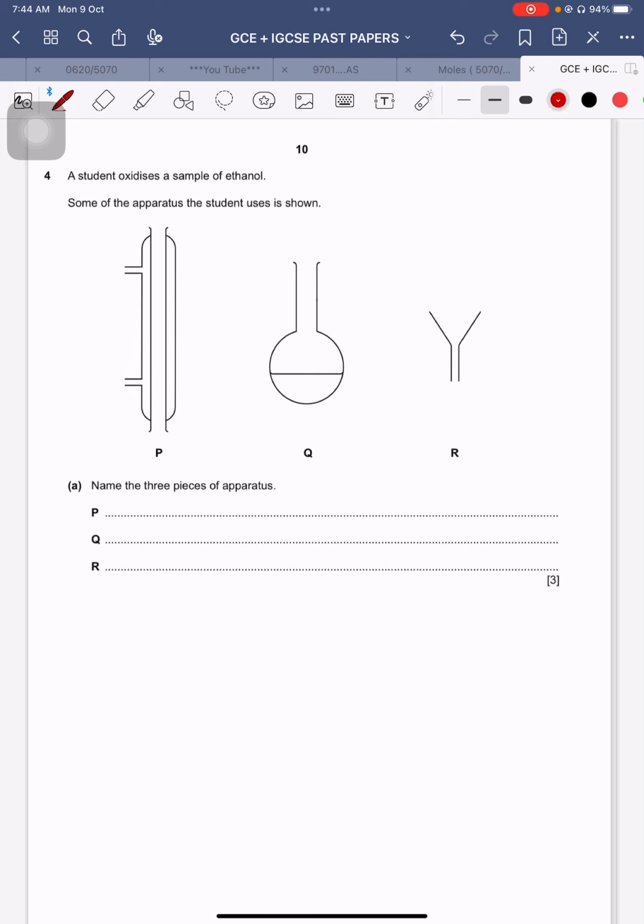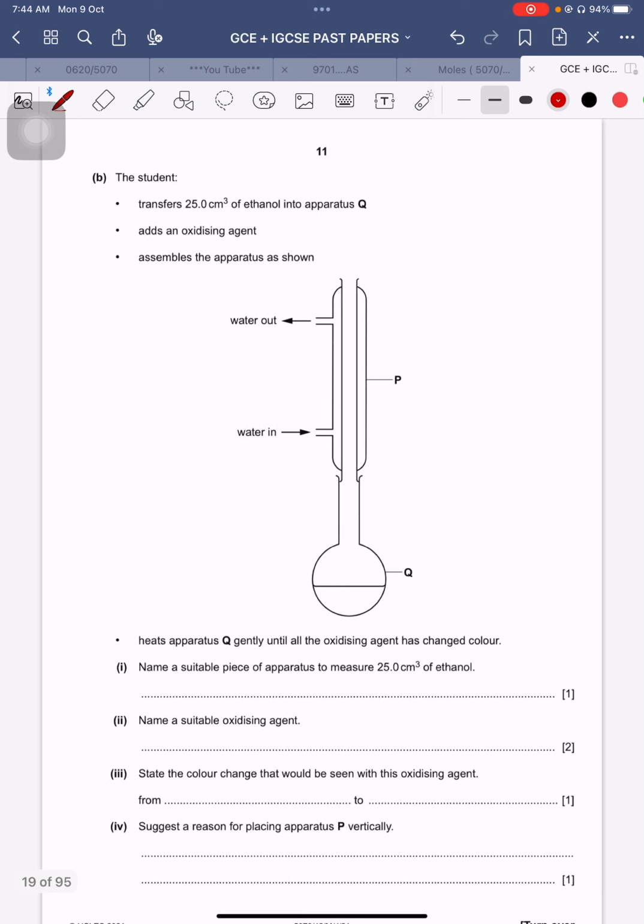Name the 3 pieces of apparatus. P is called a condenser. A perfect name will be Liebig condenser. And then Q is the boiling flask. Why boiling flask? The round bottom flask is also called a boiling flask. You may write both of the names: boiling flask / round bottom flask. And what about R here? It is called a filter funnel. It is good to write filter funnel instead of only funnel. Filter funnel.